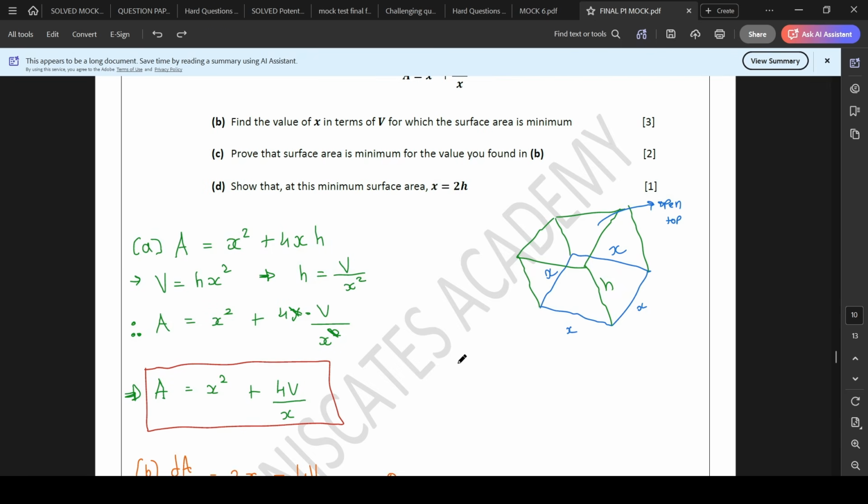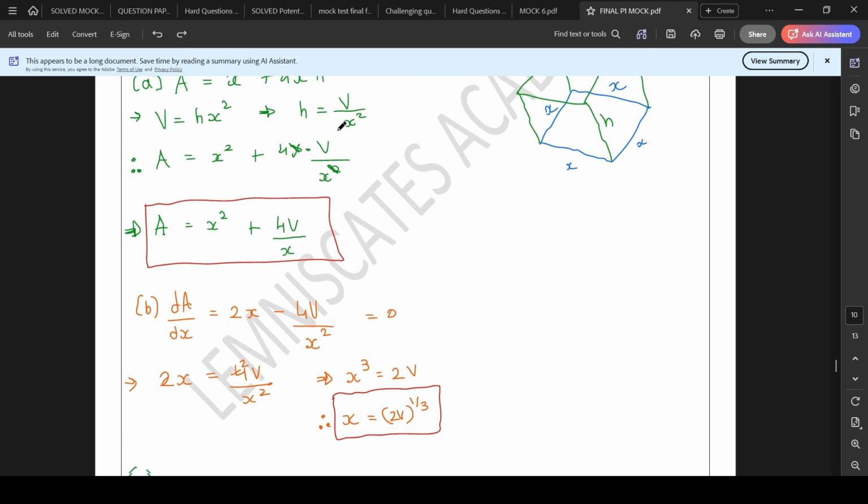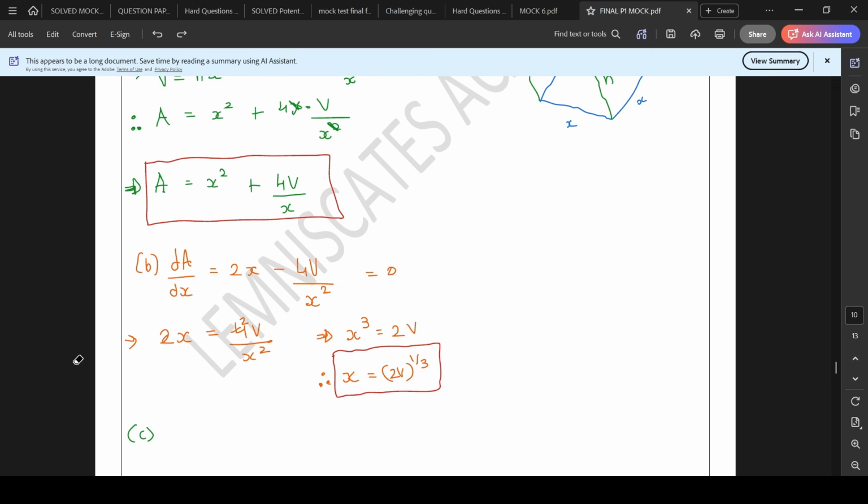Now for part C, we're asked to prove that the surface area is a minimum. So if they are asking you to do it, we are going to do that. How can we prove that the surface area we have got is a minimum for the value of x that we found in part B? Let me use another color, one of my favorite colors that is also the symbol for my academy, purple.